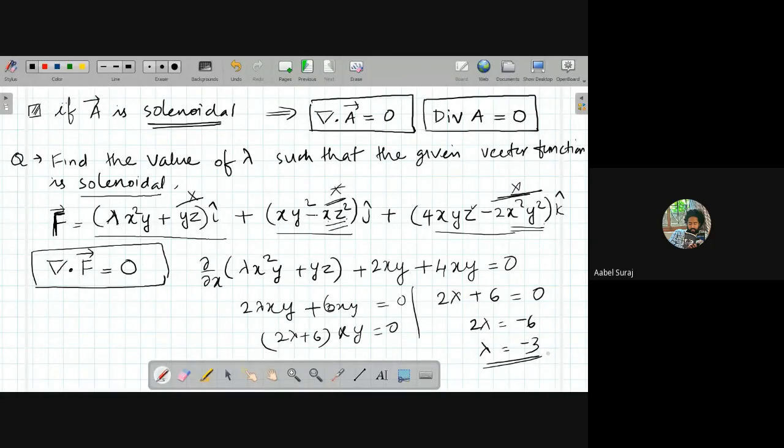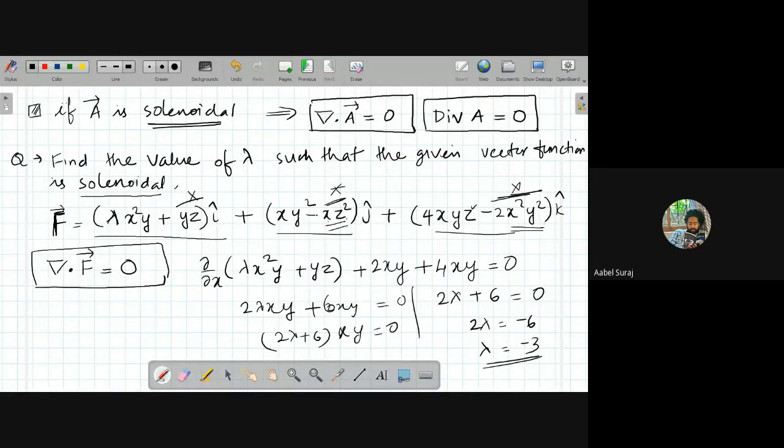Now, I think we will wind up the session here because this is the idea of divergence. So we'll discuss gradient of a scalar function and curl of a vector function and irrotationality and all those things.